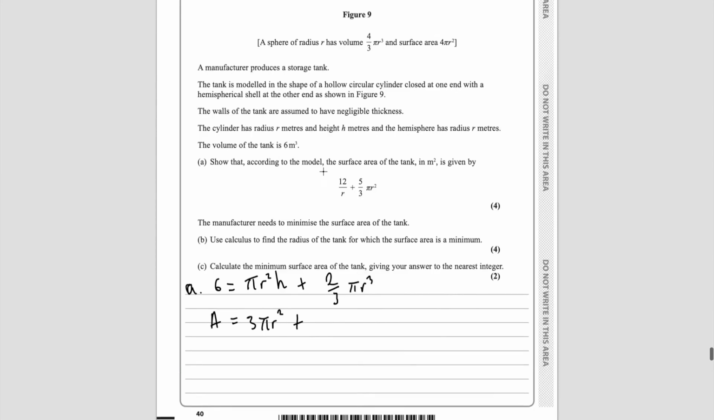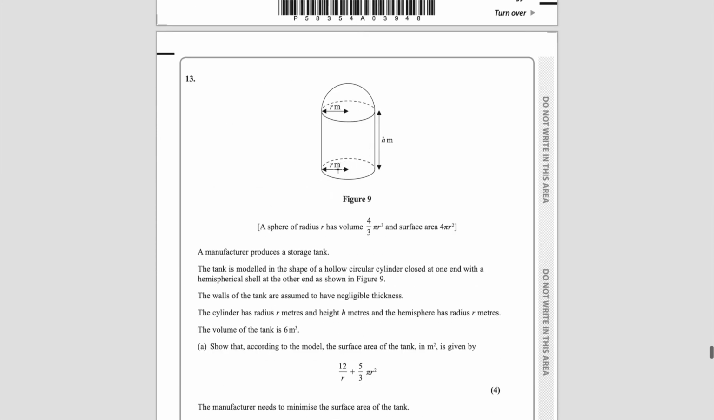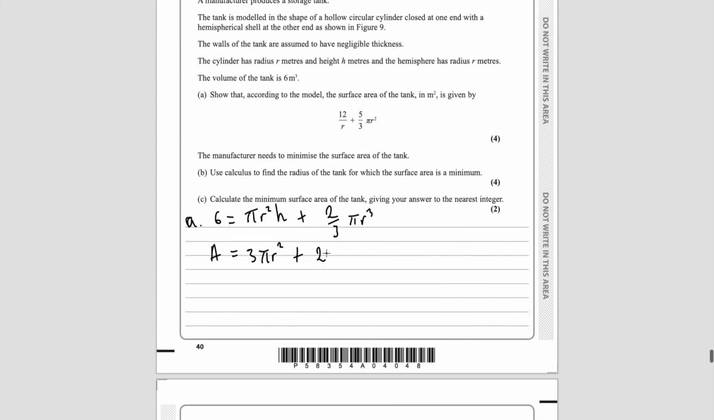But the most tricky part really is going to be the 2 pi r h, that is going to be this curved part here, the main face of the cylinder. So it's going to be 2 pi r h.